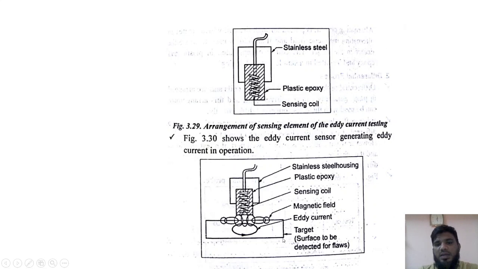Because of that, the magnetic field will be distributed like this. When the magnetic field is distributed like this, there will be generation of eddy current like this. Because of this eddy current, if some crack is there, it will change its path. Because of the change of the path, this eddy current will try to nullify the primary current which is sent by the coil.